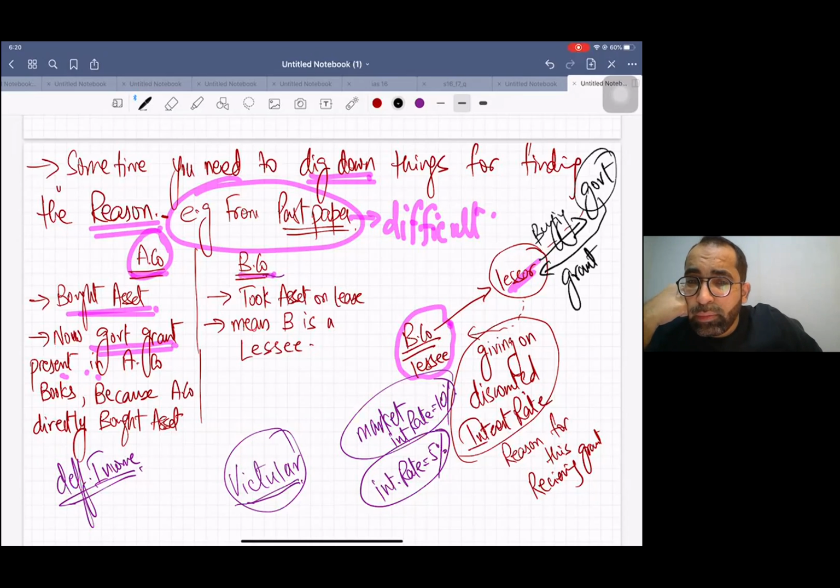Did you understand? Boys and girls, this was a very technical point. A company directly bought the asset, that's why in A company's books, government grant is there. But in B company's books, there is no government grant liability, because B company does not buy assets; it takes assets on lease. So the lessor is the one who buys the asset for us, and may be getting a government grant because of us, that's why he is transferring some benefit to us in the form of a reduced interest rate.